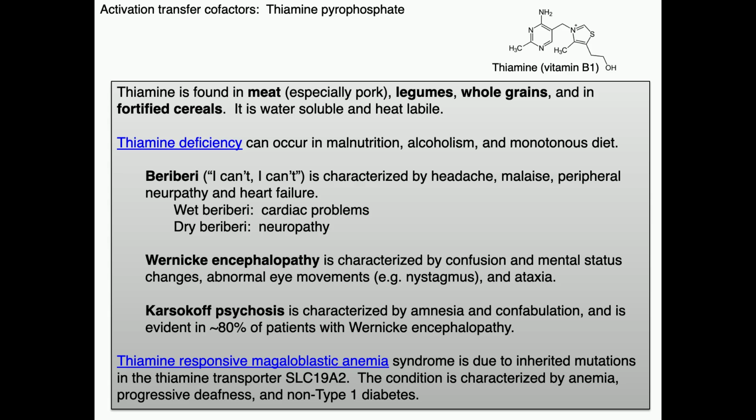There's a condition that's often lumped together as Wernicke-Korsakoff, but there are two subtly different changes in cognition and mental capacity that are also associated with beriberi. And then there's thiamine-responsive megaloblastic anemia, that's a deficiency in the thiamine transporter that recapitulates the dietary deficiency. Okay, so let's move on from thiamine to lipoate.